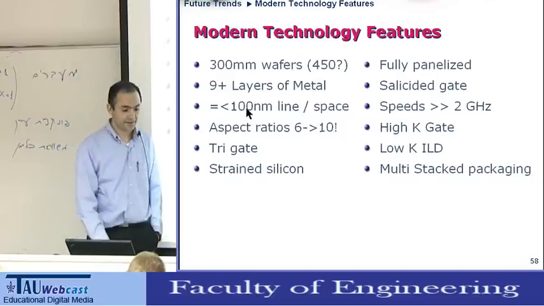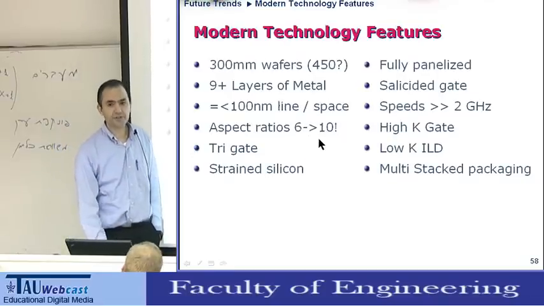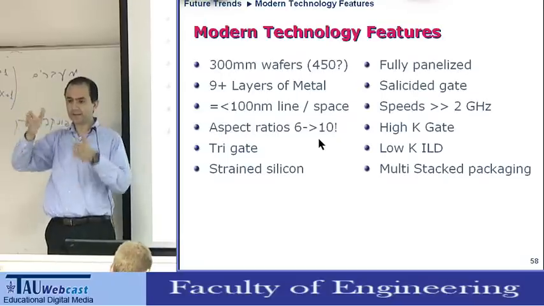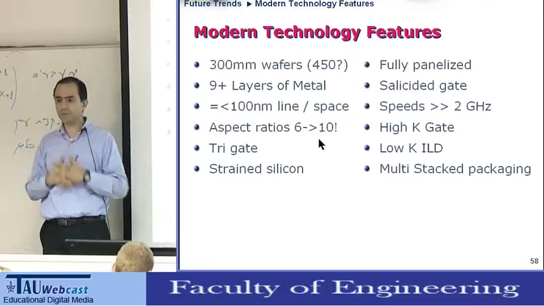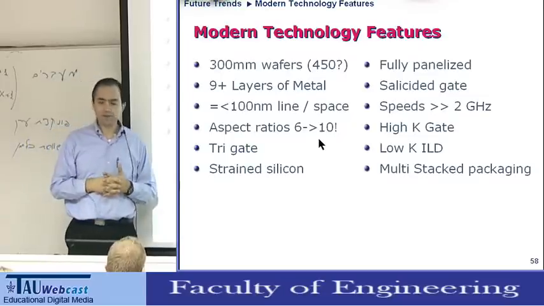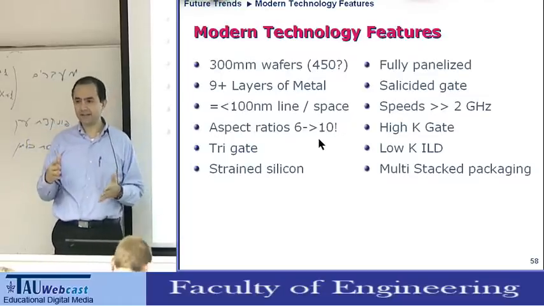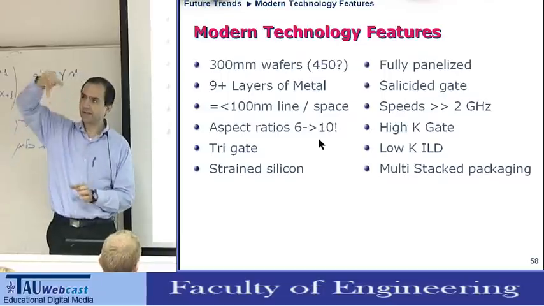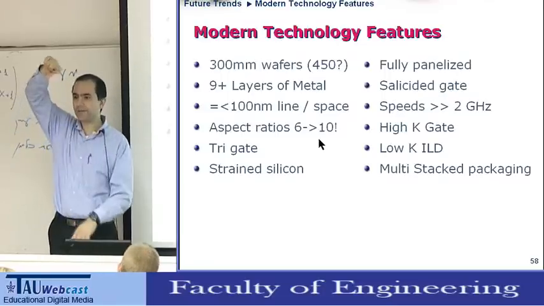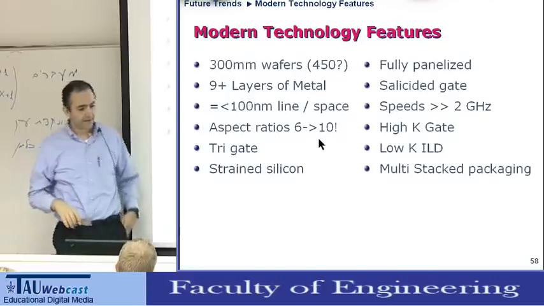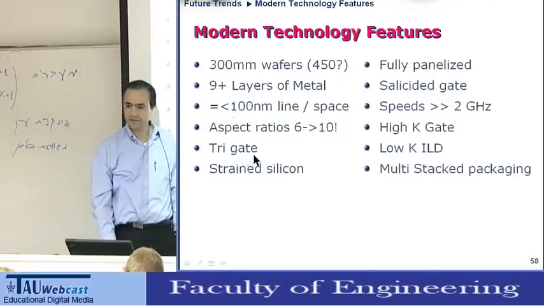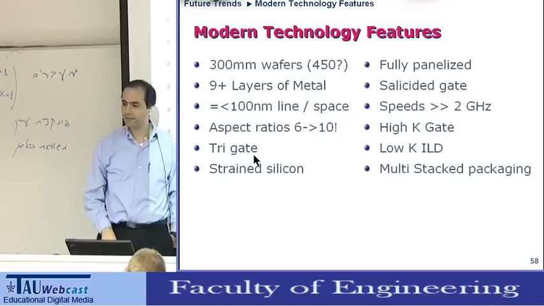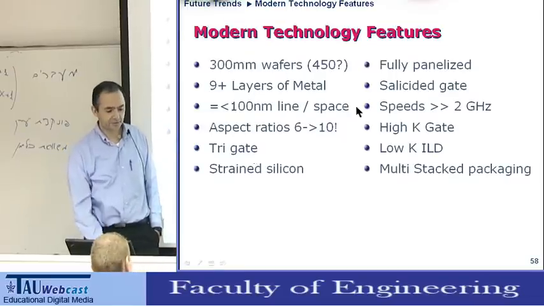Okay? The aspect ratio, which is the ratio between the depth of a contact and the size of the opening at the top, moved from 6 to 10, and now some of the aspect ratios are even higher than 10. So if the opening is 1, the depth is more than 10. Tri-gate, I will talk about tri-gate. There's, I believe, at the moment only one company selling this commercially. Would you like to guess who?